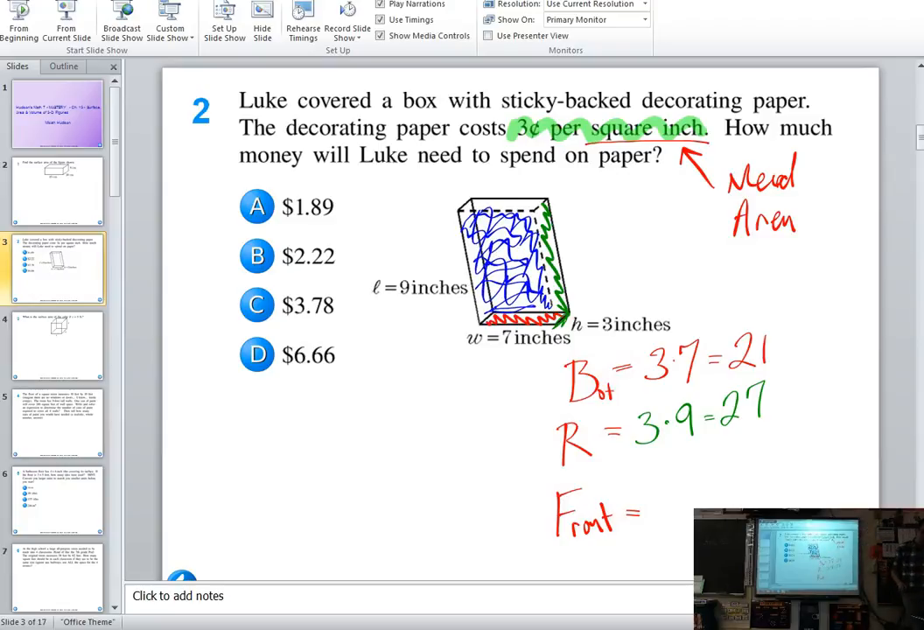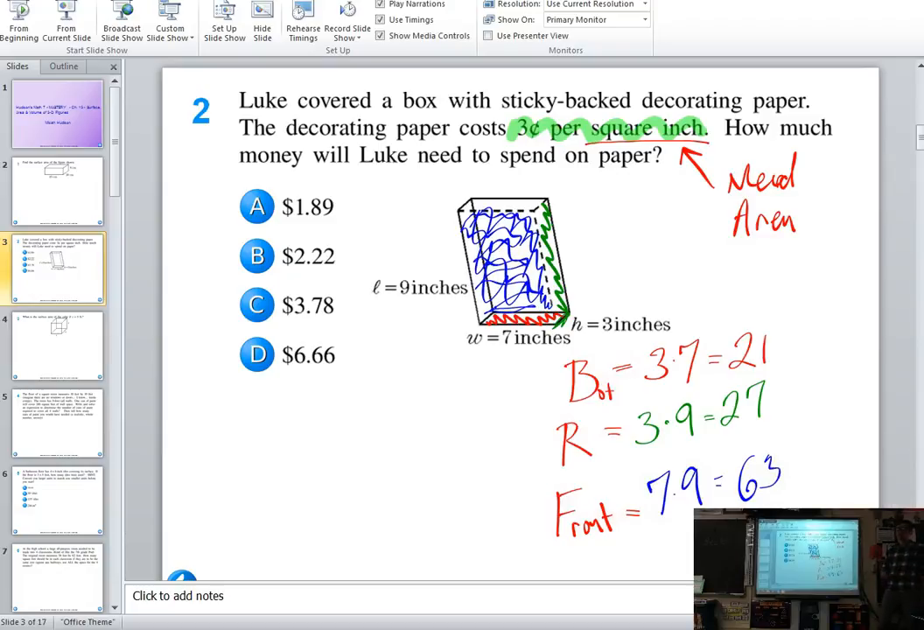Ellie? 7 times 9. I've used each edge length twice. So 63. But I've only counted 3 of my faces. So then what do I do with these values?